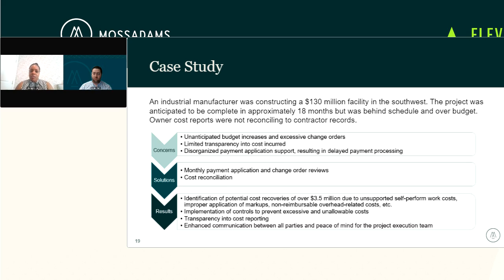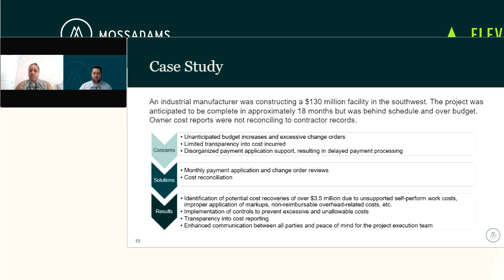There were unanticipated budget increases and significant change orders, which I think accounted for some of the gap between owner and contractor records. And ultimately, the project owner really just didn't have an understanding of what cost was incurred on the project because the payment applications themselves were a bit disorganized. The format kind of changed midway through the project.